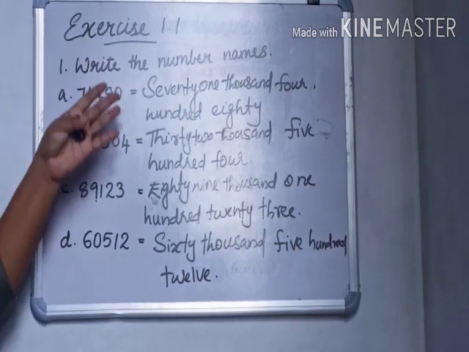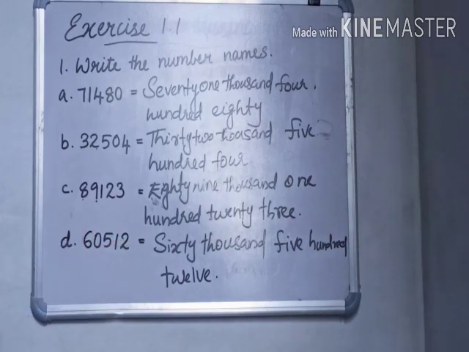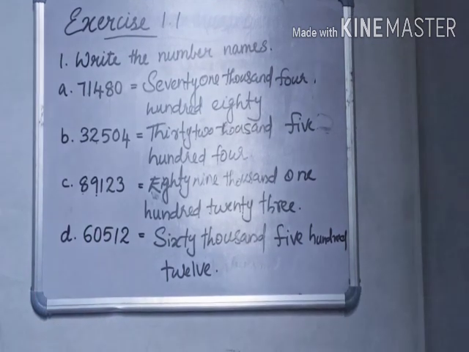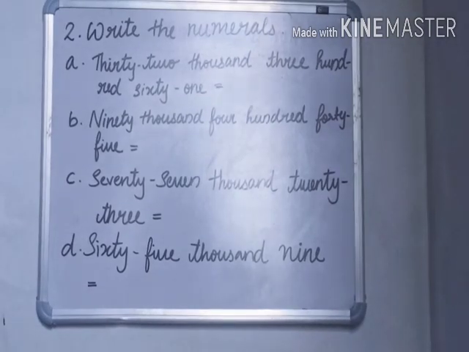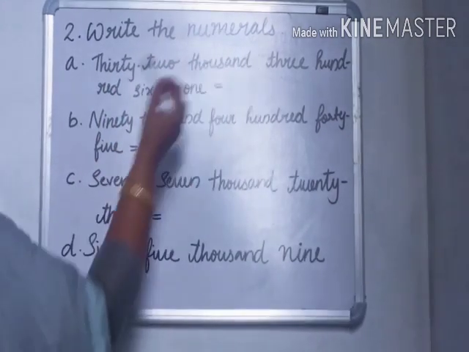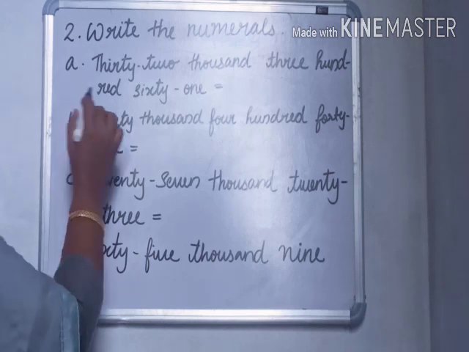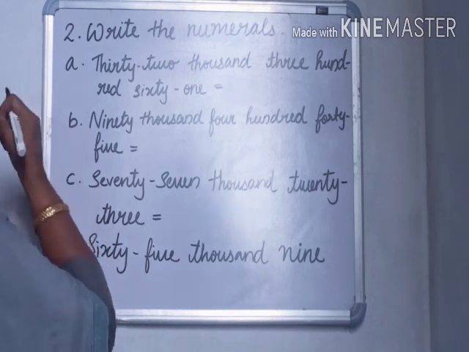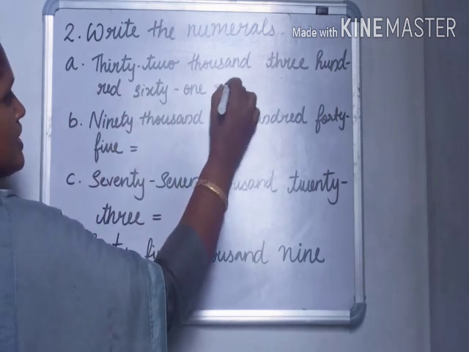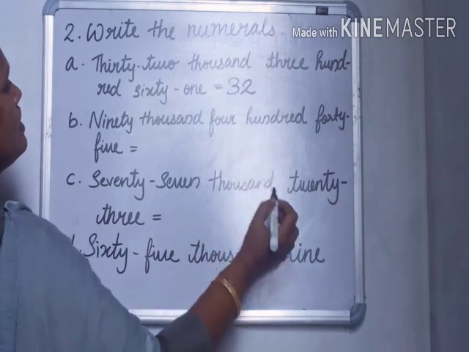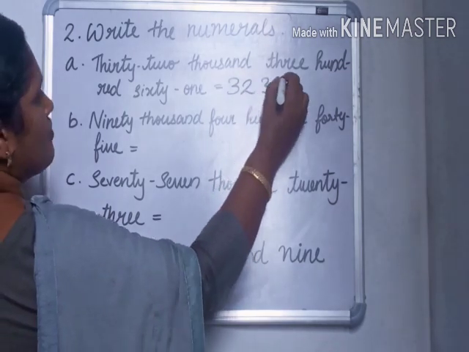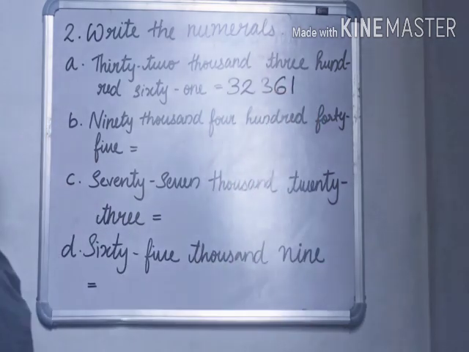All of you clear this much? Then E and F are at home questions. Those questions you have to practice yourself. Second question, write the numerals. A. 32,361. How do we write its numeral? 32,000. Then 361. Clear?